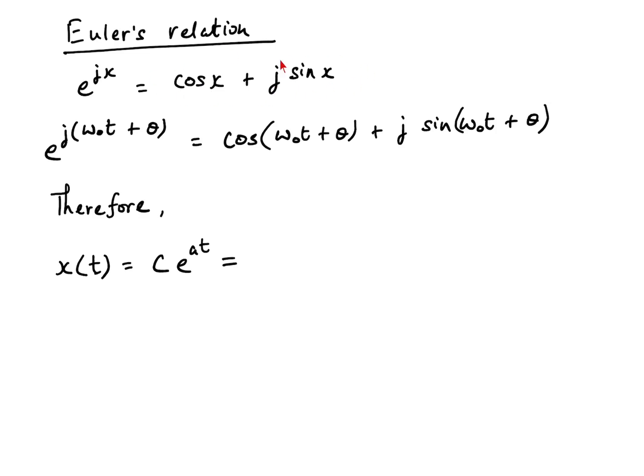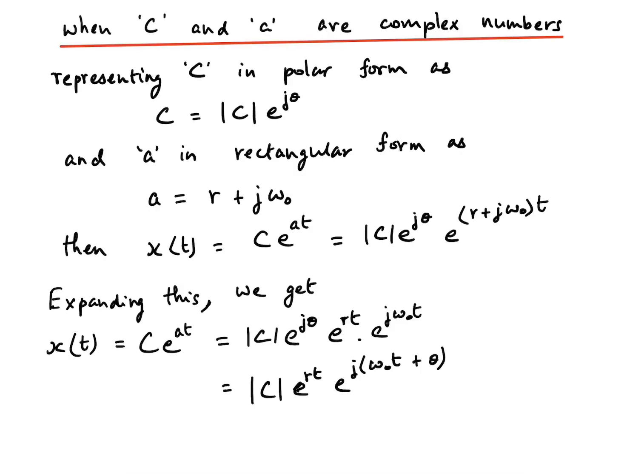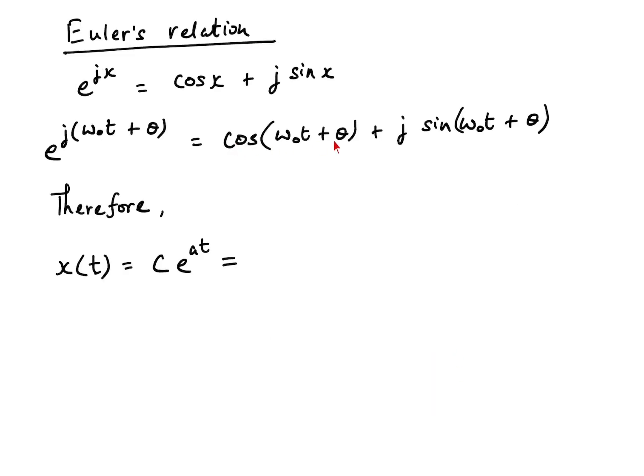So we get this complex number in the rectangular form with the real part as cosine x and the imaginary part as sine x. Using Euler's relation, we are going to expand e power j omega naught t plus theta. That becomes cosine omega naught t plus theta plus j sine omega naught t plus theta.